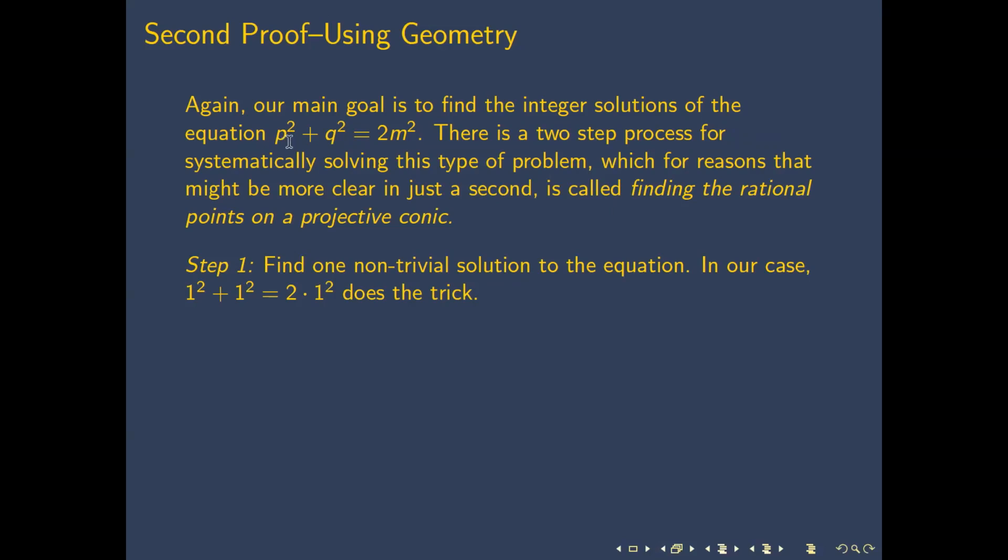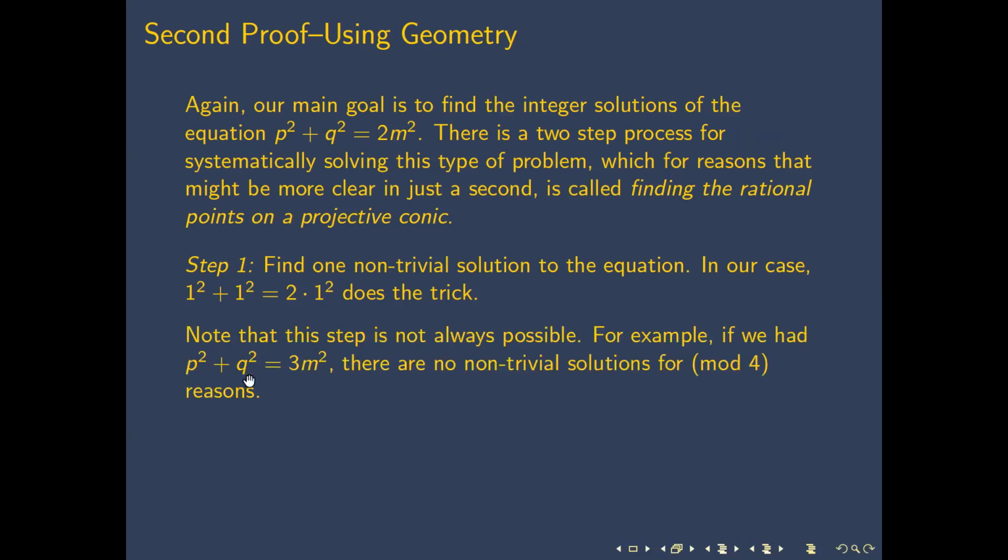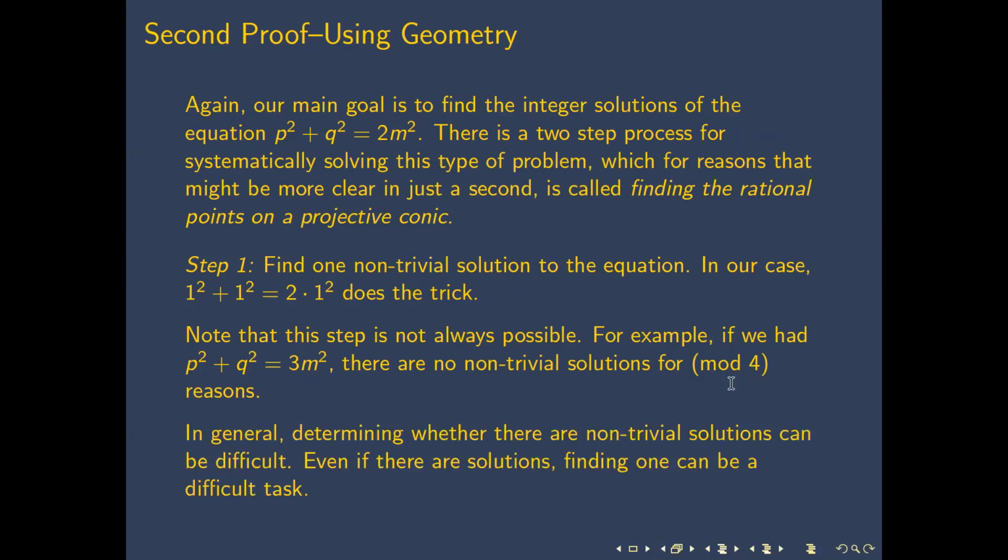So in this case, just putting p, q, and m all equal to 1, we get a solution to the equation. So that's not bad. In general, this is actually the hard step, though. It's possible that there aren't any solutions to the equation. For example, if you did p squared plus q squared is 3m squared, then you can do some mod 4 check and see that there actually aren't any non-trivial solutions to that equation. And likewise, in general, figuring out whether there are solutions is tricky. And even if there are solutions, actually finding one can be quite tricky as well.